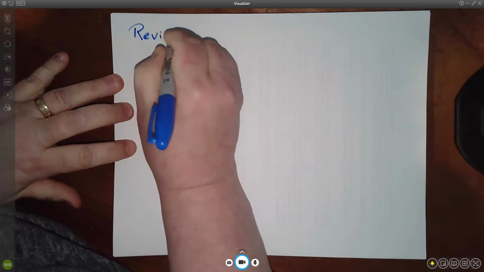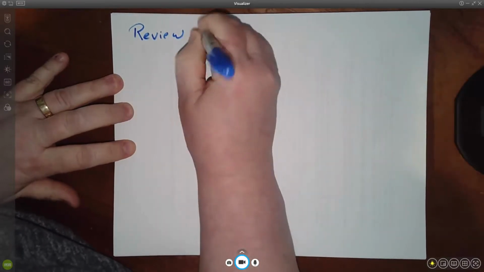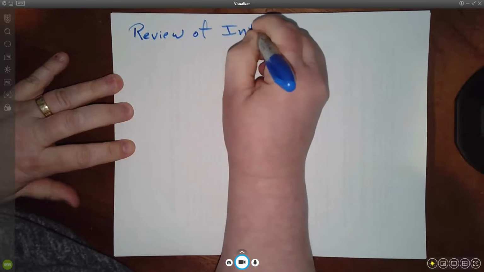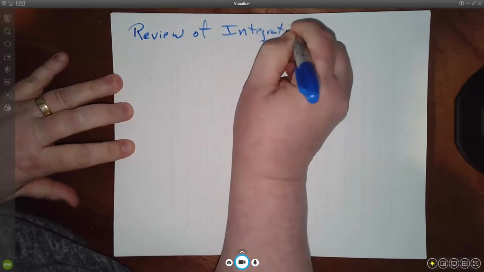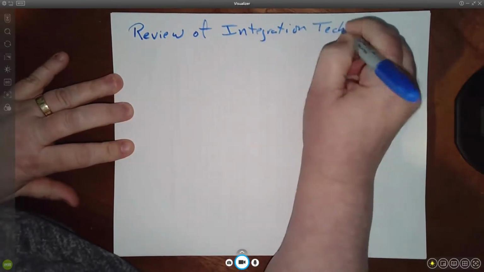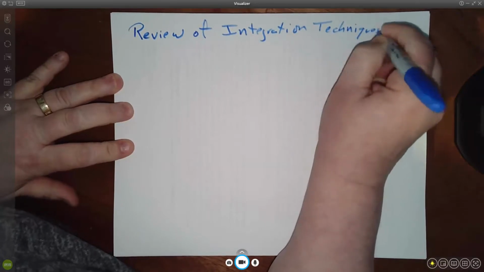This pen probably sucks. Yep, it sucks. Let's see if I can find a better one.